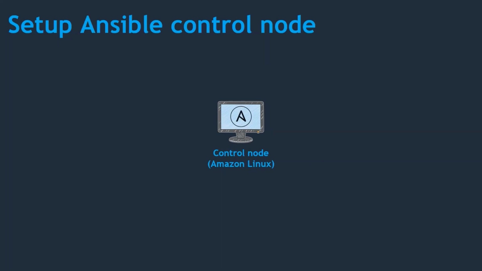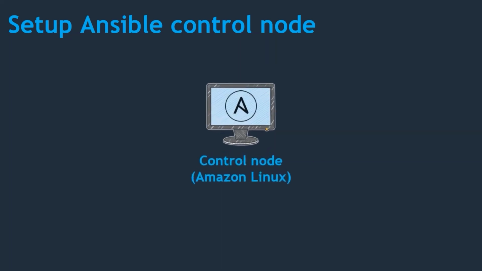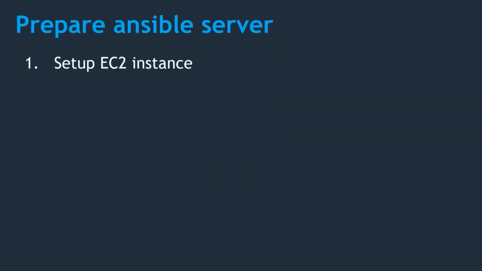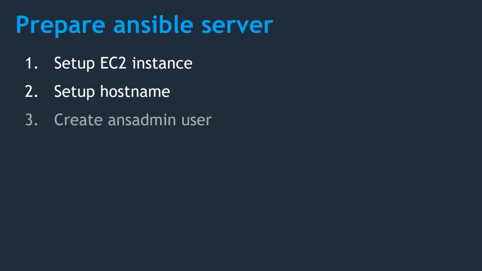Okay, yep. So to set up the Ansible control node, we are going to follow the instructions which we are going to discuss over here. That is, first we need to set up an EC2 instance, then set up host name. It is optional, but it is a best practice to set up host name, and create ANS admin user. We need to create a dedicated user for Ansible because this user is going to be useful to manage our target systems.